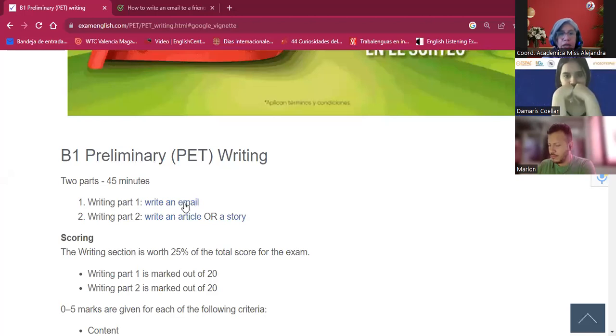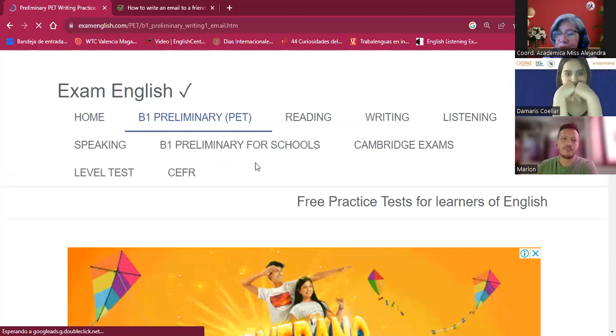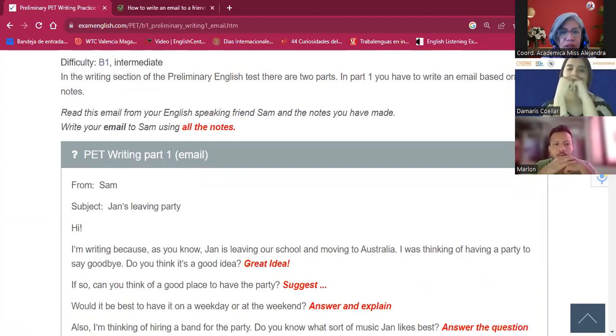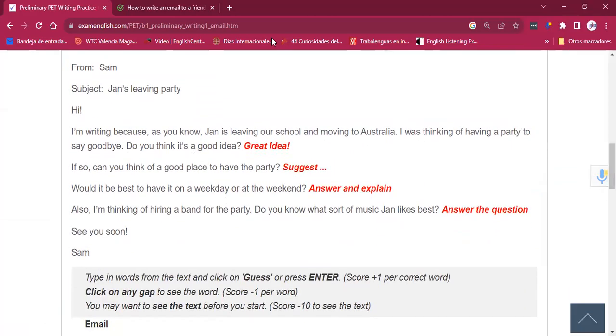So in writing an email, you have some guidelines. In this case, we're going to give you some notes. You're going to have an email, and the email you're writing is going to answer these questions.